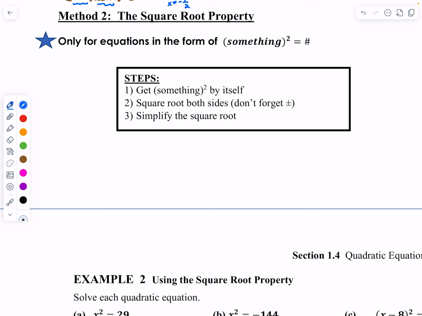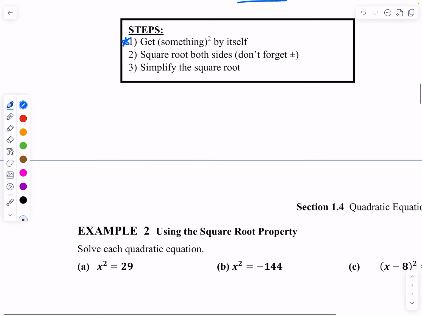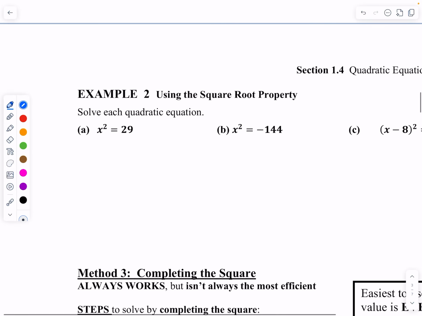All right, so now we're going to use the square root property. So the square root, again, this is a shortcut, so you don't have to use the quadratic formula. It is only for equations that are something squared equals a number. So you might have to get it to that point, get something squared all by itself. And then once you do that, you just take the square root of both sides. Okay. So we're going to work a few.